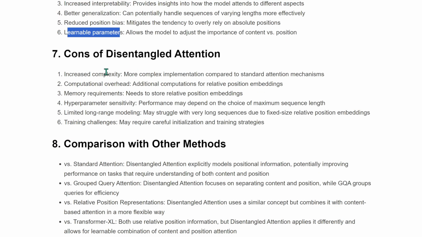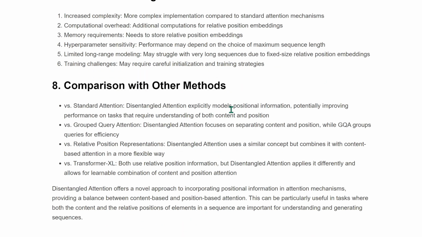And the cons are, first, it is more complex to implement since you have additional computations for the relative position embedding, like the attention computations. It is going to be extra computation and extra memory. The sequence length becomes a very important thing because the relative position embedding you use is going to impact the attention a lot. So the choice of sequence length is very important, and also it is a bit hard to train.